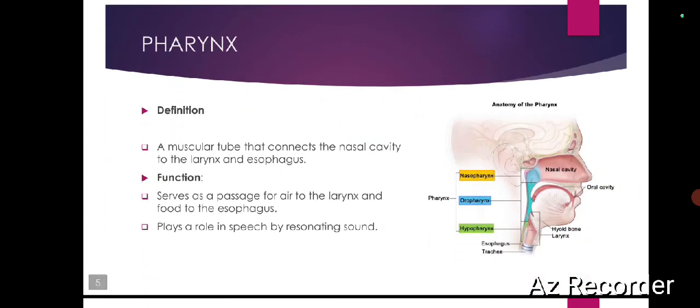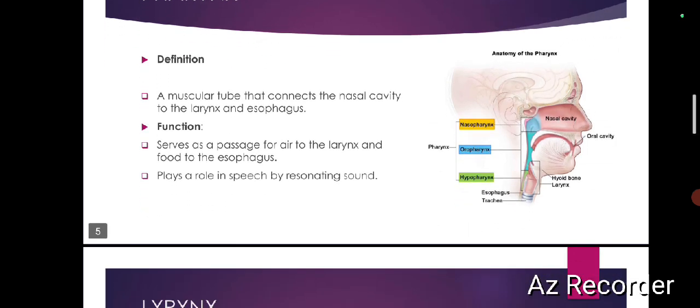The next one, pharynx, is a muscular tube that connects the nasal cavity to the larynx and the esophagus. Function: it serves as a passage for air to the larynx and food to the esophagus. It plays a role in speech by resonating the sound.